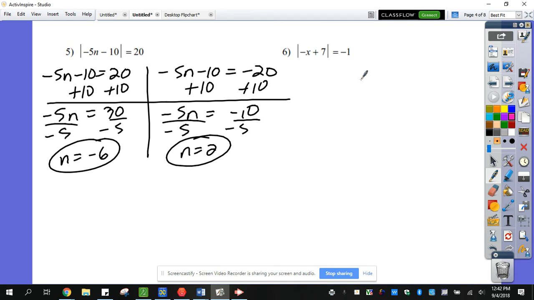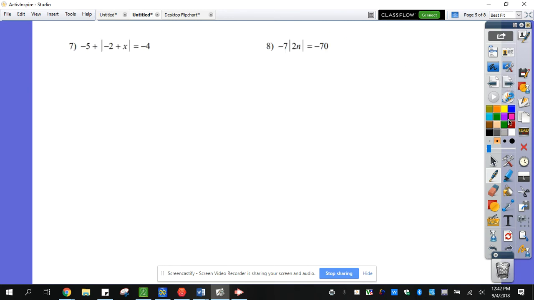You can split them into 2, although what do you see right here? The absolute value is isolated, but this is negative, so the answer here should be no solution. Number 7. Oh, Mr. O, that's no solution because it's negative 4. That's wrong. You have to isolate first the absolute value.